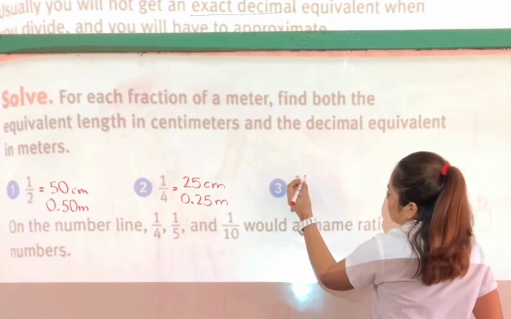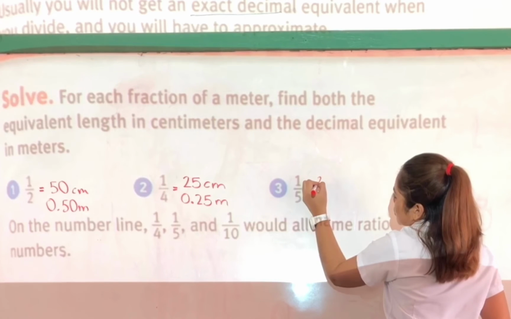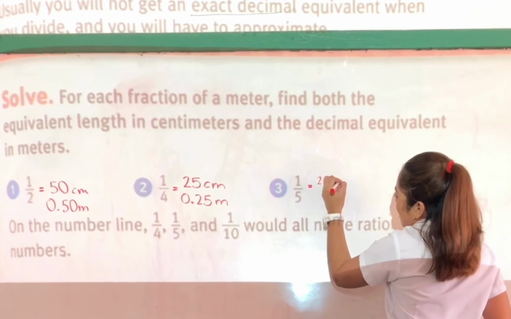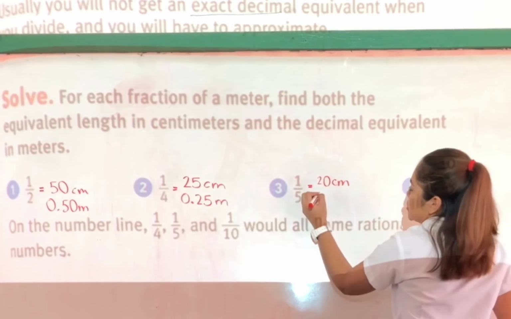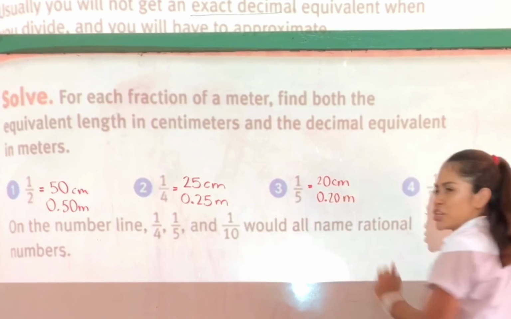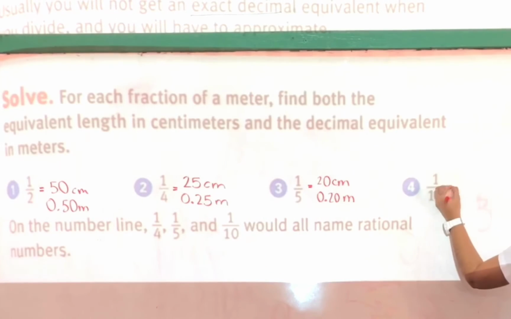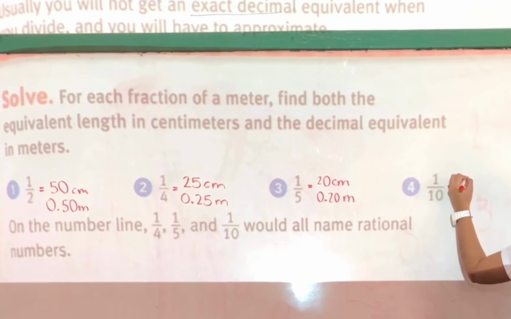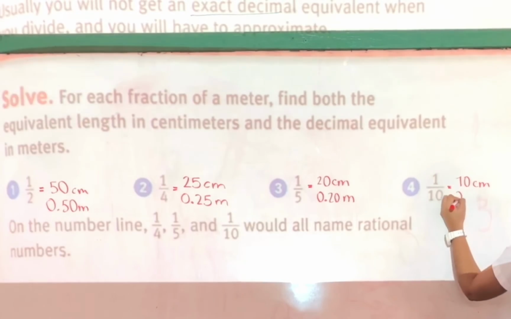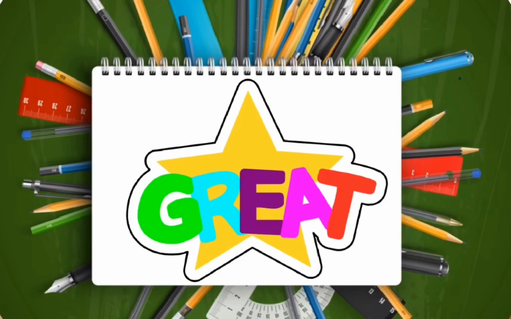1/5 equals 20 centimeters, 0.20 meters. And 1/10 equals 10 centimeters or 0.10 meters. I bet you understood everything.